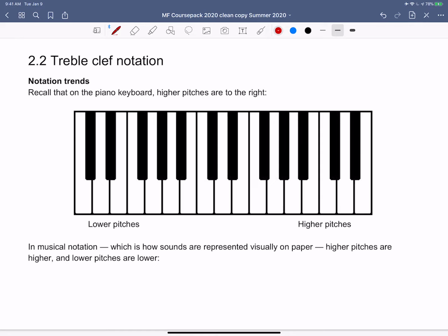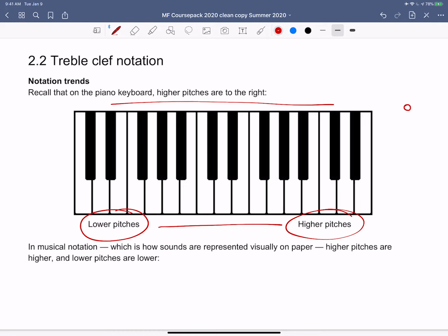On the piano keyboard, it is operating on a horizontal axis, right? From left to right, going from the left, you have lower pitches, and on the right, you have higher pitches. So it's operating on a horizontal axis, low stuff on the left, high stuff on the right. Now, on paper, when you're actually writing out music or reading music, it makes perfect sense. The high notes are actually going to be up high, and the low notes are actually going to be down low. So it's operating on a vertical axis.